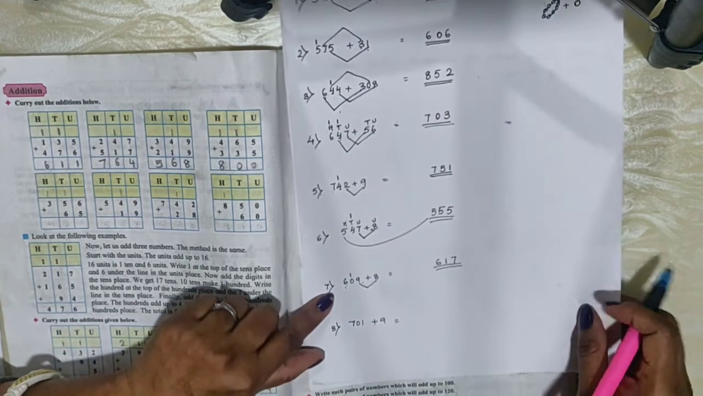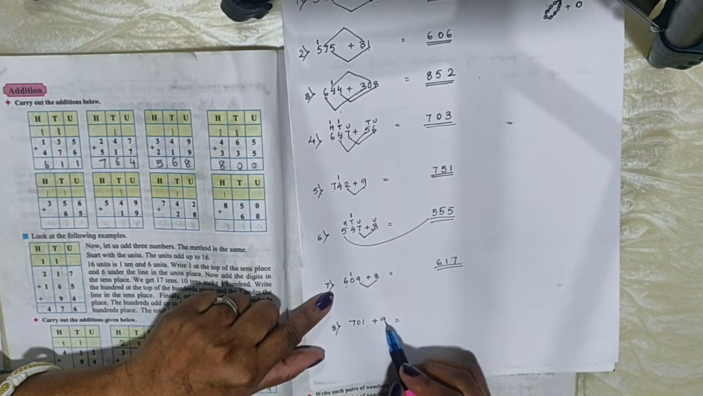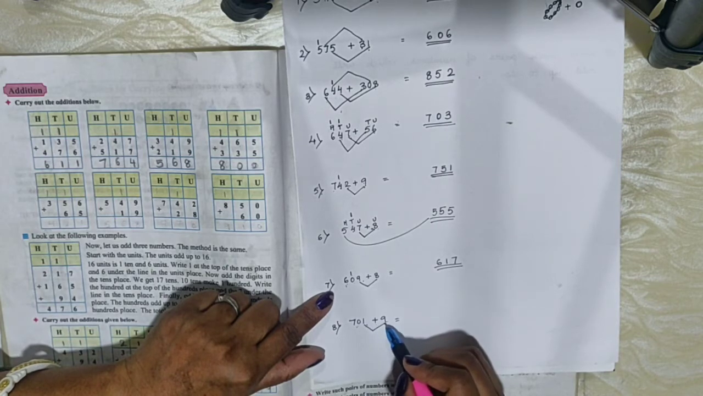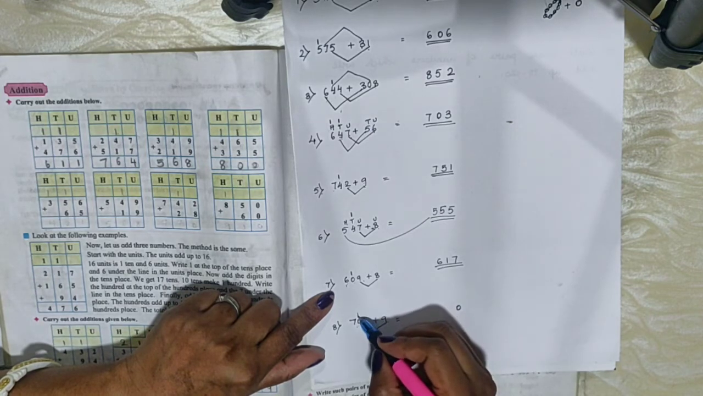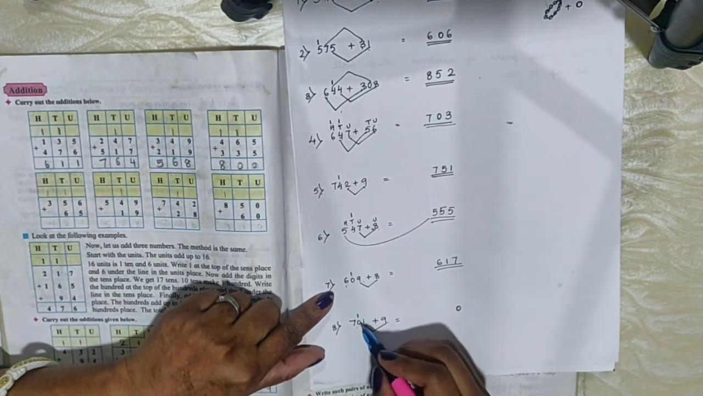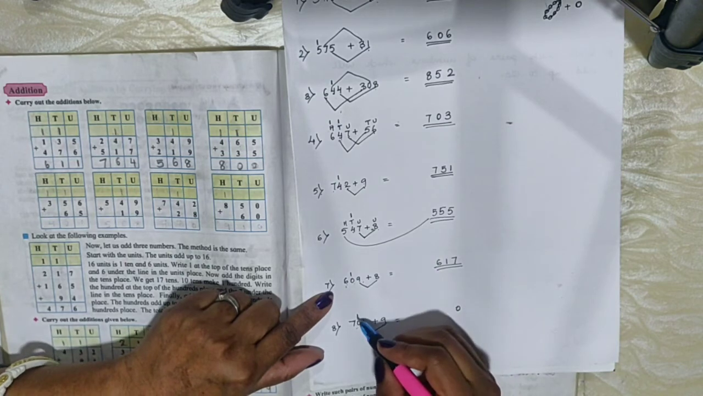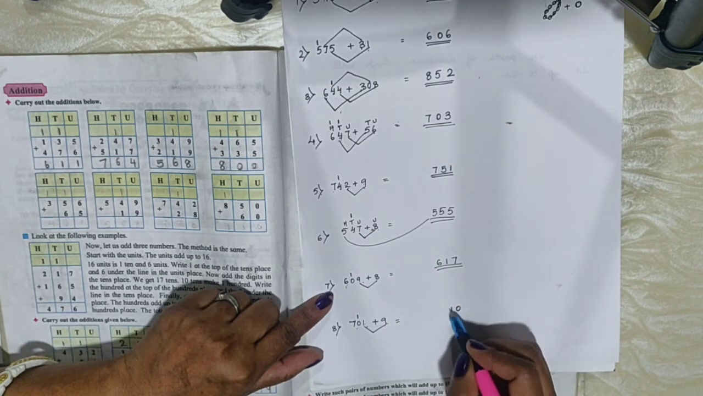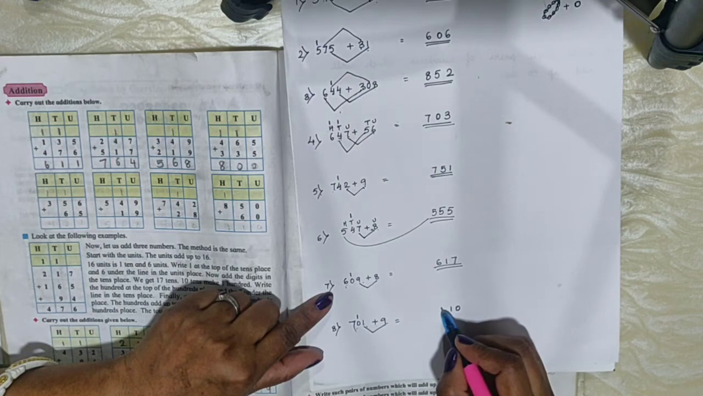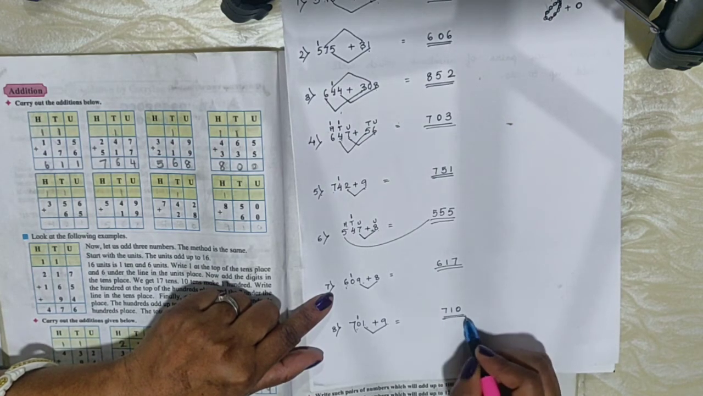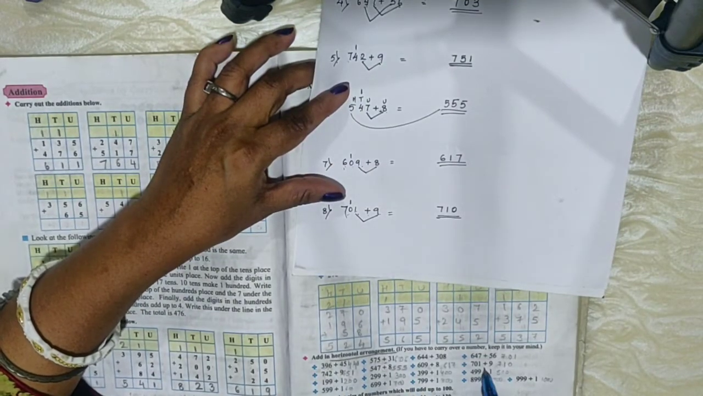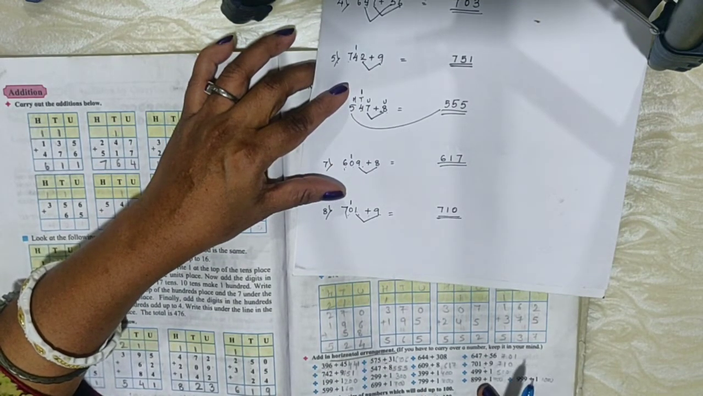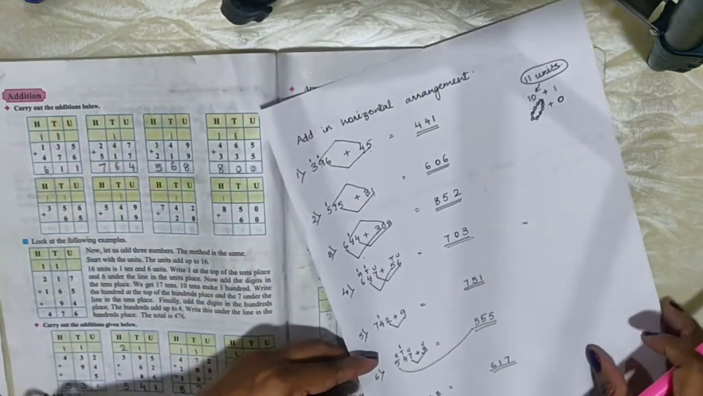Okay, children. Then 701 plus 9. 1 unit plus 9 unit is 10 units. So 1 will go to the tens place, because we are saying 10 units. 1 plus 0 is 1 and 7 will go directly over here. So this is the answer. So children, I have solved the first 8 sums, but you are going to solve all these sums. Okay. Now let us see.